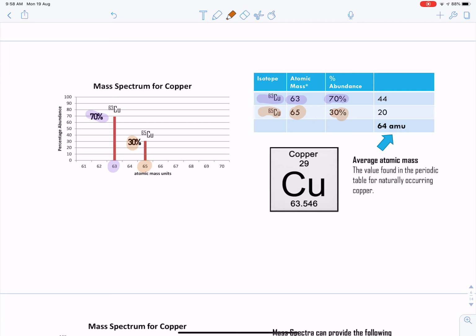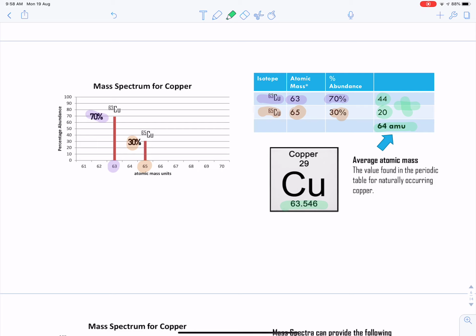Now we multiply the atomic mass and the abundance so that we get 44 and 20, and then we add them up, and as you add up, you get 64. The 64 is what we call the average atomic mass, and this is the value found in the periodic table for naturally occurring copper, which is consistent with what is written in the periodic table.